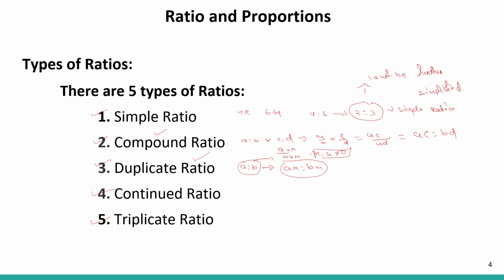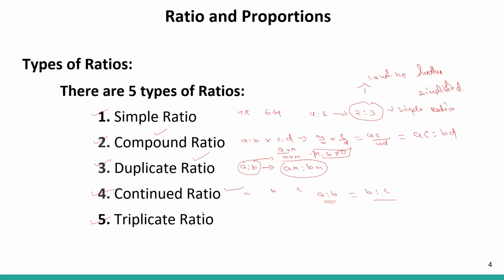Then we also saw what continued ratio was. If you have 3 quantities A, B and C, and A is to B is the same as B is to C, if they are connected in this way, then we say that their ratio is a continued ratio.